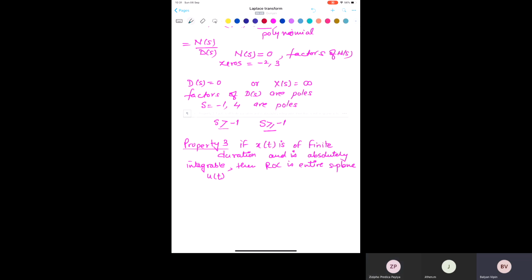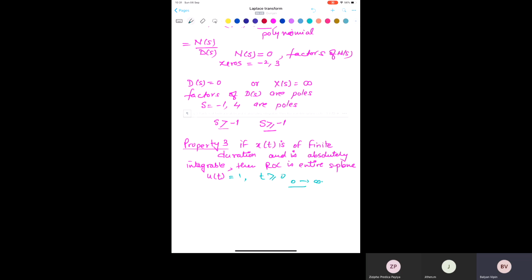Answer. x of t is equal to u of t. Then tell me, is u of t a finite duration signal or an infinite duration signal? u of t is equal to 1 for t greater than or equal to 0. That means from 0 to infinity, so it's an infinite duration signal.